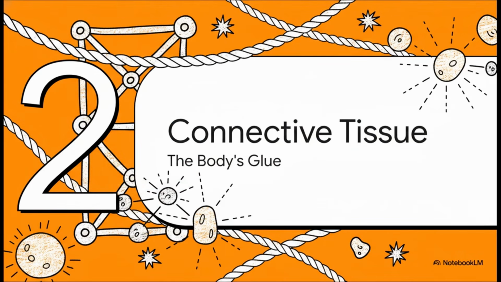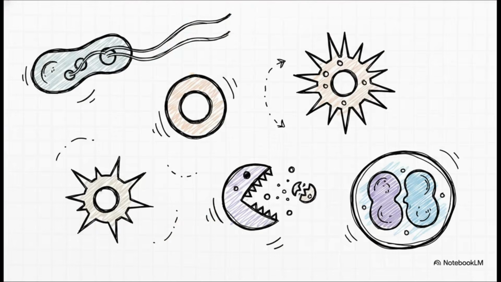Let's move to Section 2, connective tissue. Think of this as the body's glue. Right, so if epithelial was the wrapping, connective tissue acts as the glue to provide support, connect components together, and exchange nutrients. Now, I'm not going to lie, this category is heavy on vocabulary, so I made this list of the specific cells you absolutely need to memorize.